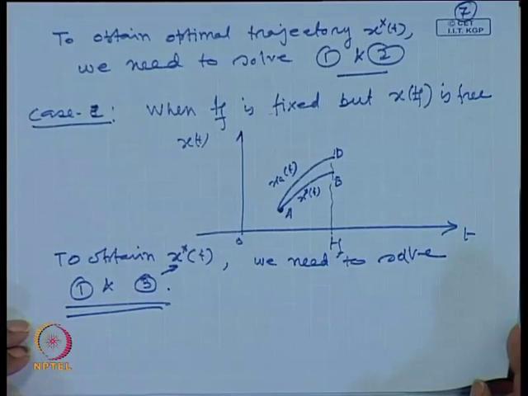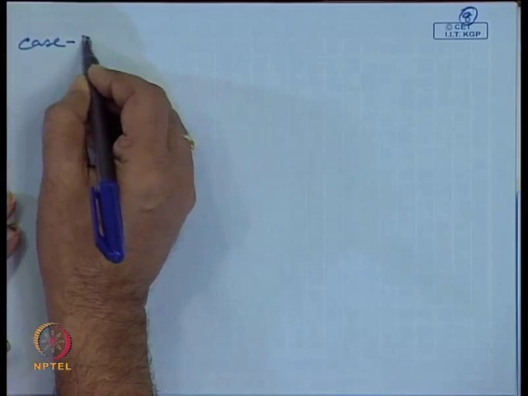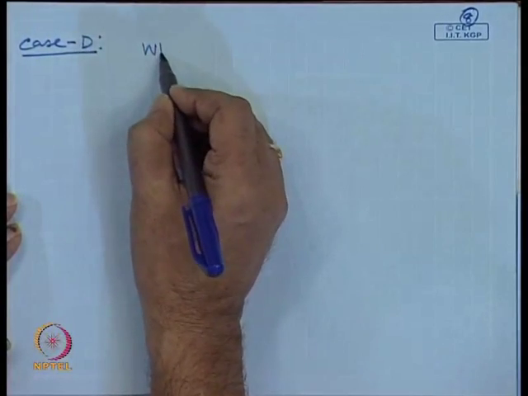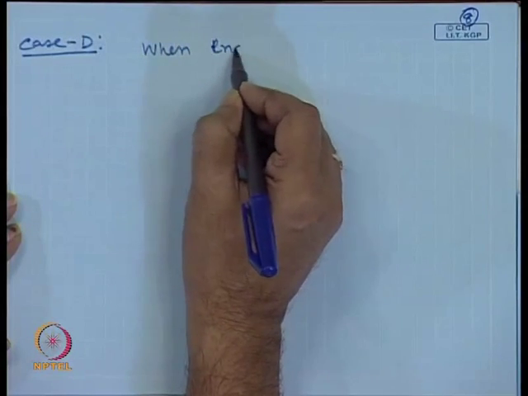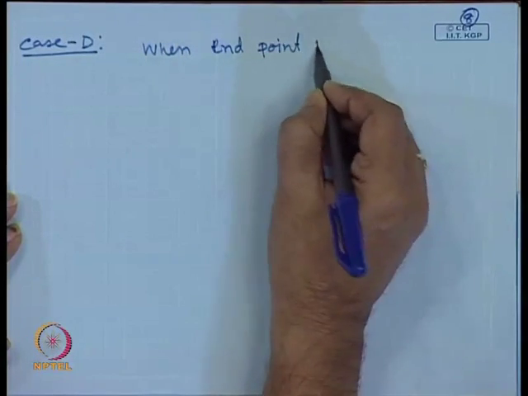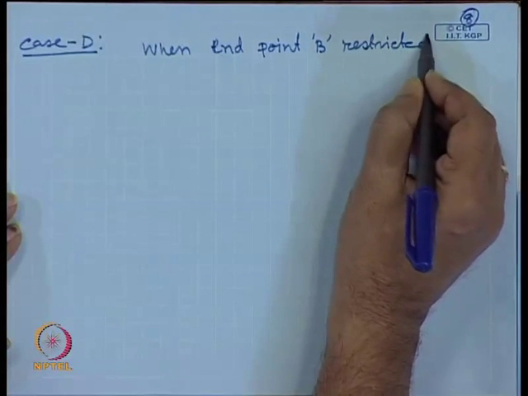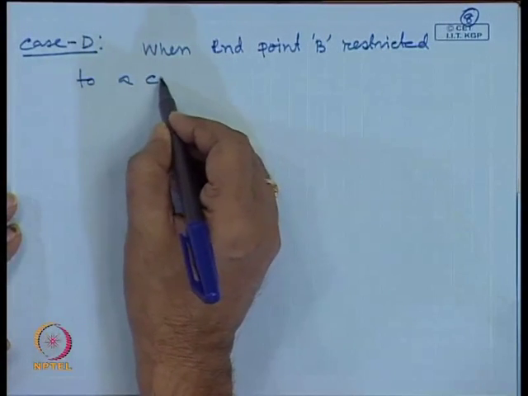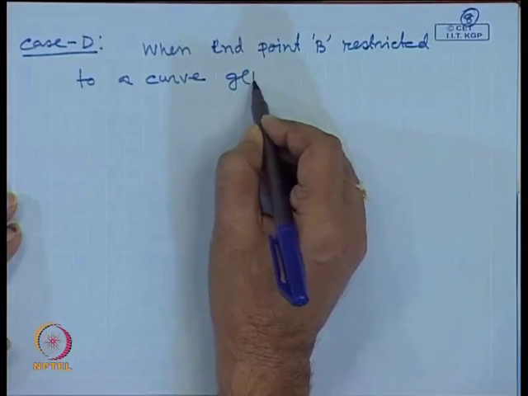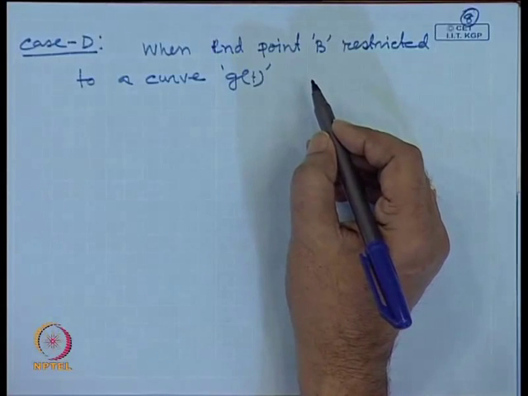So a more general expression one can write: if you restrict the free end, that means point B, to a curve, then what will be the transversality condition corresponding to that point? So case 4, or case D, when the end point B is restricted to a curve g of t. Agree?